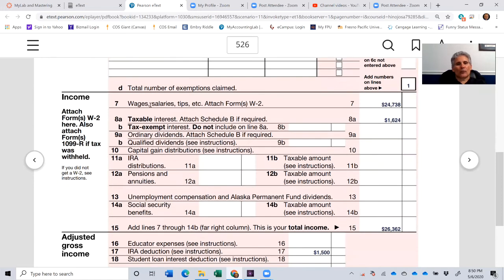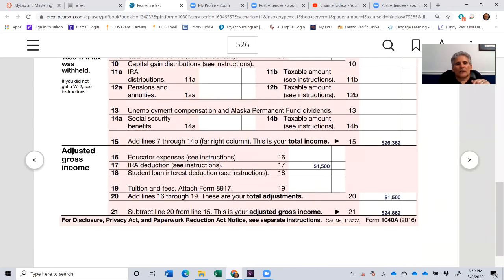And now we're going to add her wages from W-2s. If we go back to page 521, her W-2 showed $24,738. Her taxable interest on the 1099 forms is $1,624. So we're simply going to add this all up. She didn't have any other income, so she totals $26,362. She did have an IRA contribution deduction of $1,500, so we're going to adjust that. Total income minus the total adjustments gives her an adjusted gross income of $24,862.